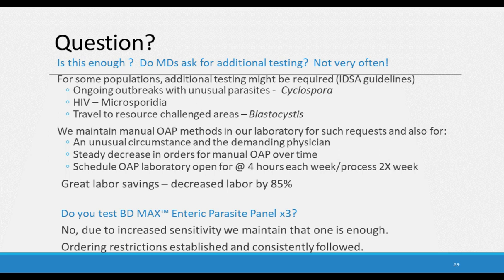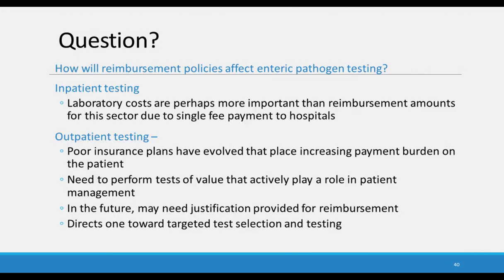Another question, do we test the BD MAX parasite panel ×3 like we did our manual O&P exams? No, we are not doing it ×3. We feel that due to the increased sensitivity we only need to do 1. We have ordering restrictions established and we consistently follow them, so we do not have multiple orders coming in for parasitology to our molecular laboratory.